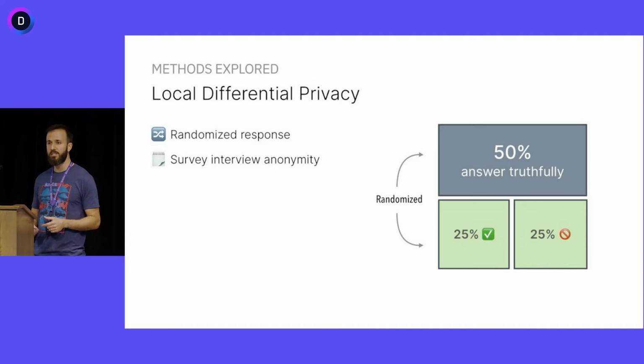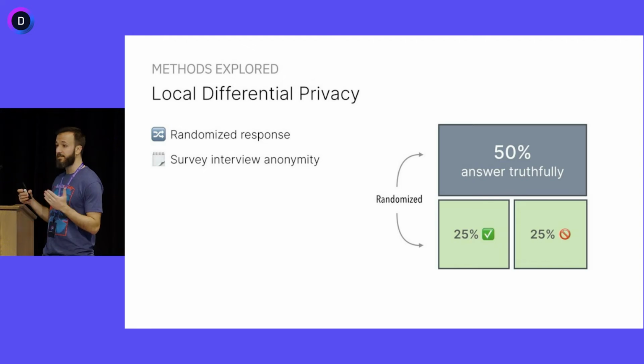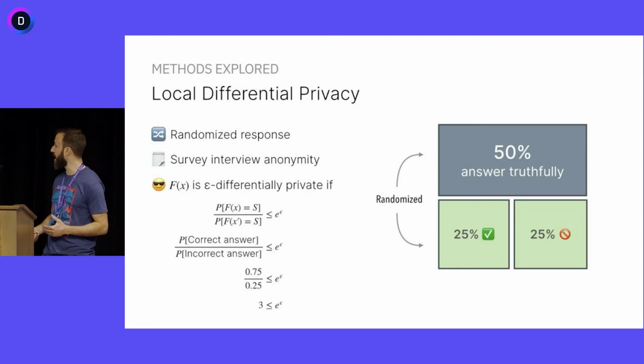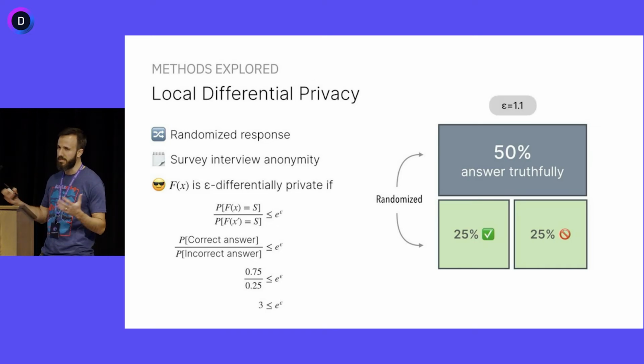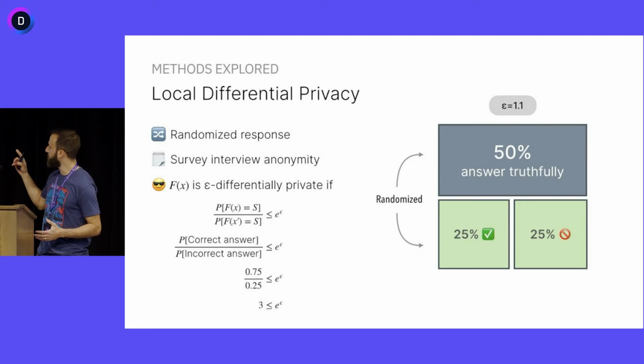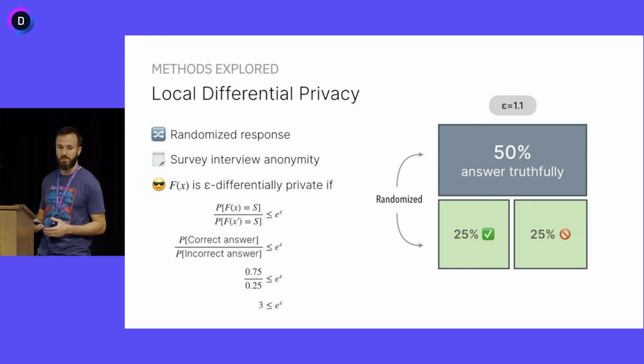or no. And so this method originated in the 60s, so it predates differential privacy by decades, but it still meets the definition of differential privacy, and we can use the formal definition to derive an epsilon value, which is approximately 1.1. And so this is a pretty good epsilon value, and then note that we get 50% noise in this data set in exchange for this epsilon value.